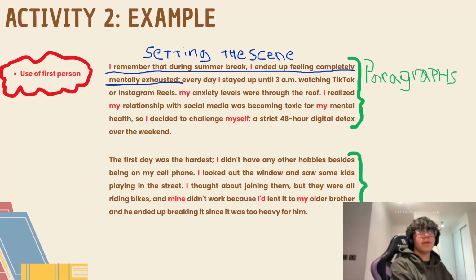So here we can see that a personal story uses a lot of first person perspective. That is what is highlighted in red, all the I, my, myself, mine, so that students can understand that a personal story is written using the first person. Also, we have the parts of the story, for example, setting the scene at the beginning. Like, I remember that during summer break, I ended up feeling completely mentally exhausted.